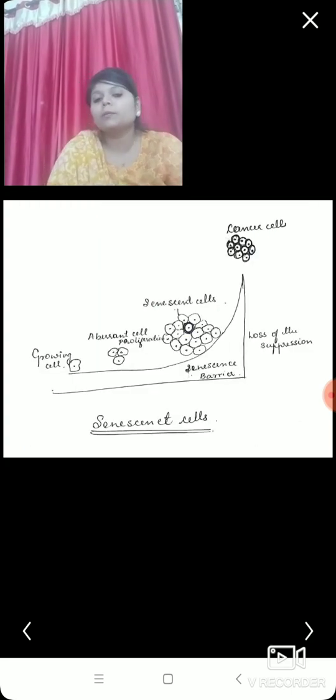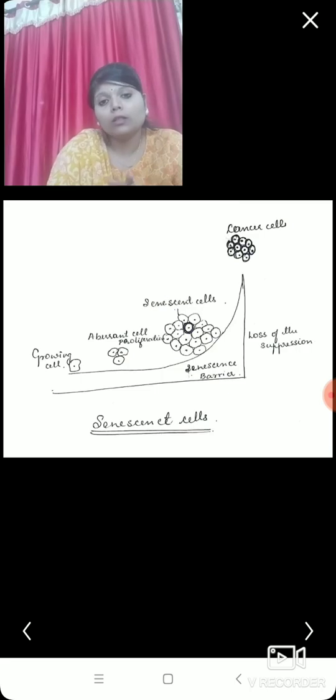Okay, so here ends the cell senescence. Now, what is apoptosis?